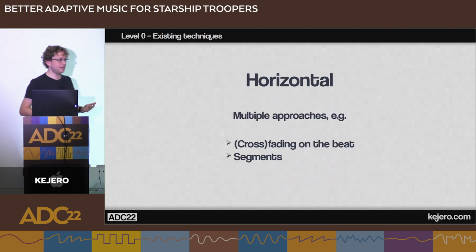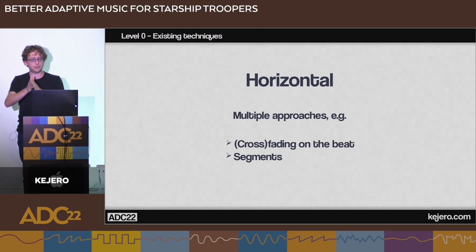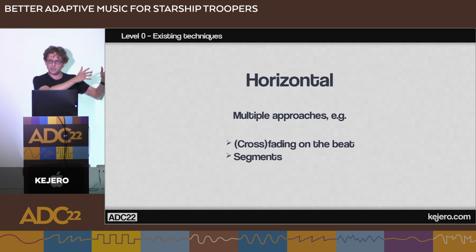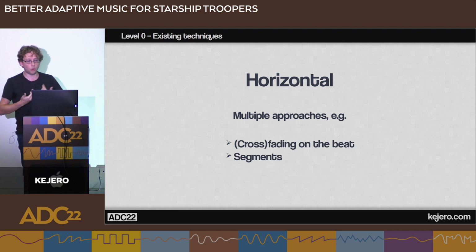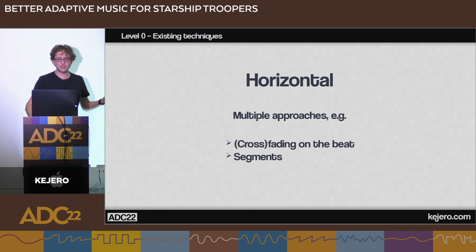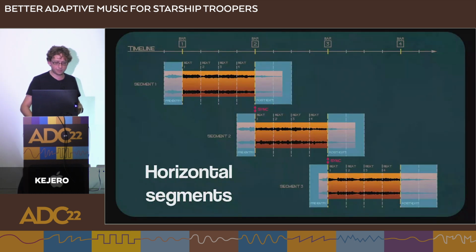A horizontal technique is where you jump from one piece of music to another piece of music, or you jump from a position in a piece of music to another position in maybe the same piece of music. That's what I call a jump. That's a horizontal movement. There are different ways of achieving that. My favorite way is by using segments.